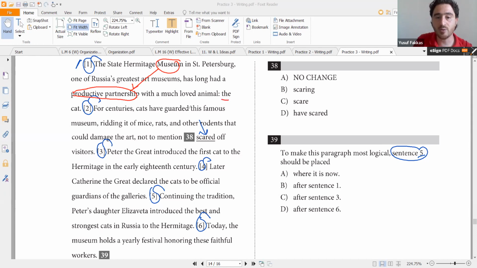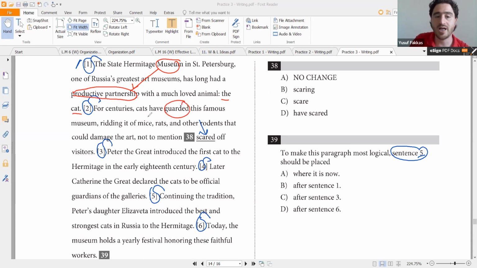With a much loved animal, which is the cat. That's the main idea of the paragraph. Okay? This museum has long had a productive partnership with the cat. Okay, we continue. For centuries, cats have guarded. So how do they have a partnership?